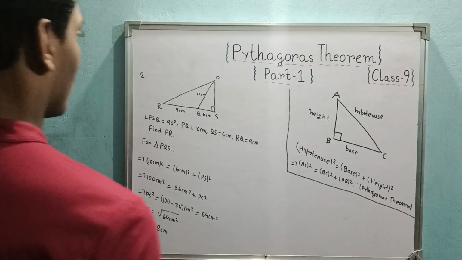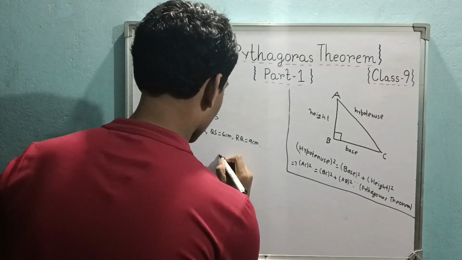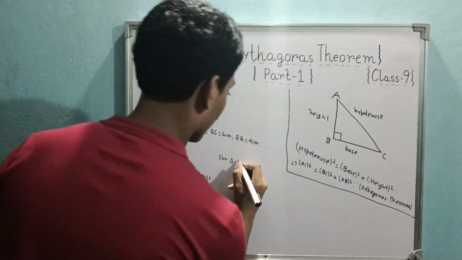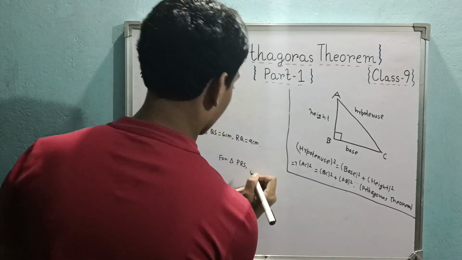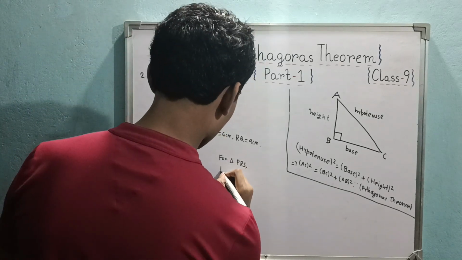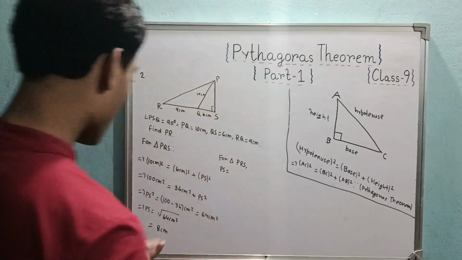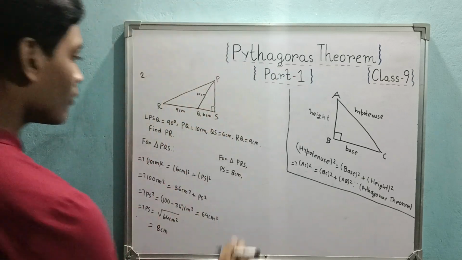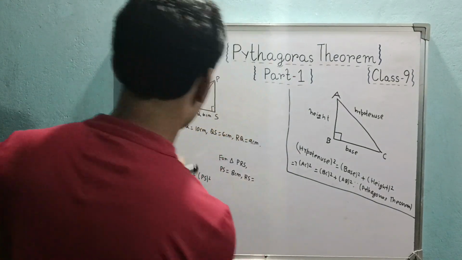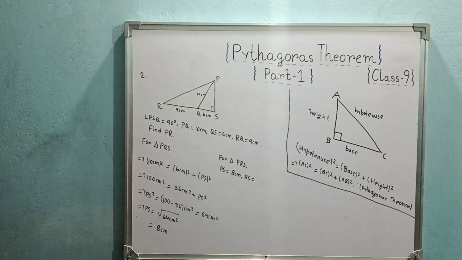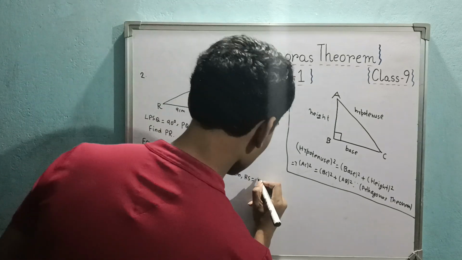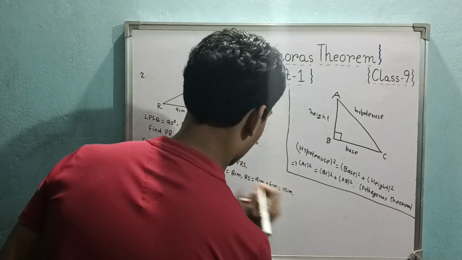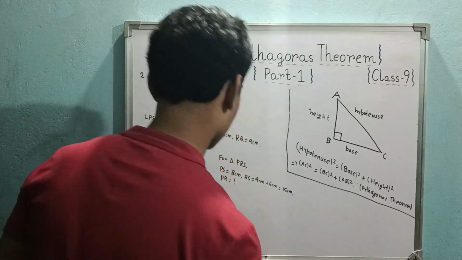Now, for triangle PRS, see this. PS is given to us, what we just found out, 8 centimeter. RS is what? RS is equal to RQ plus QS, which is 9 centimeter plus 6 centimeter, equal to 15 centimeter. PR equal to question mark.